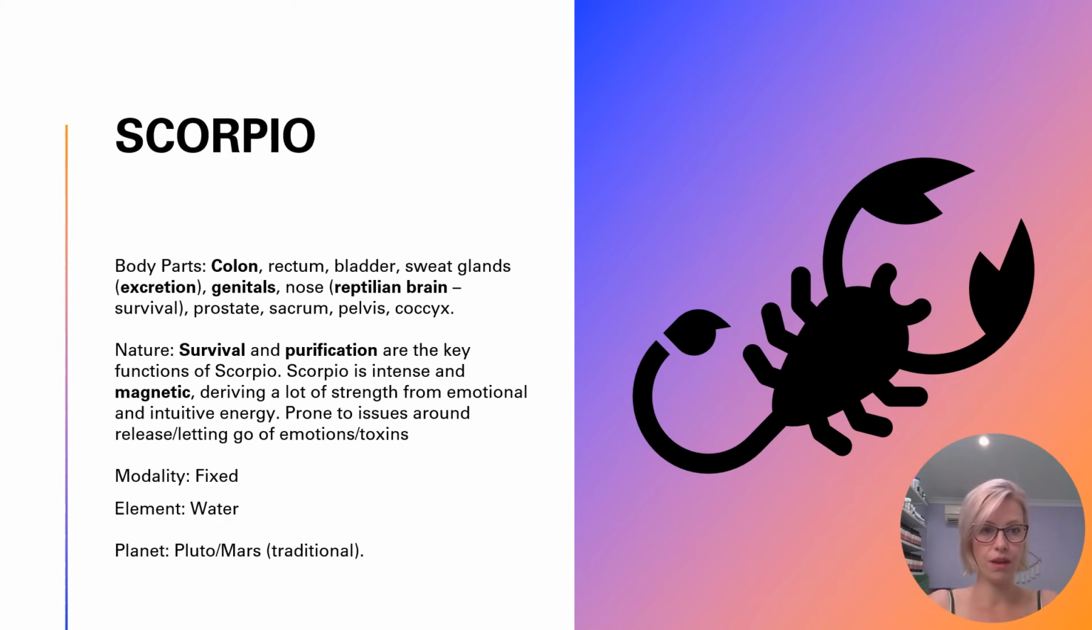all Scorpio. Its nature, its focus is on survival and purification. They are the key functions of Scorpio. Scorpio is really intense and magnetic, deriving a lot of strength from emotional and intuitive energy. So again, a water sign where the emotional aspects or emotions in general will really affect them. They are prone to issues around releasing and letting go of emotions and or toxins. So all the purification functions, like I said, like sweating, for example, that's scorpionic.